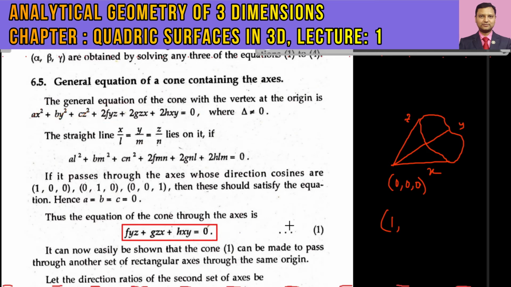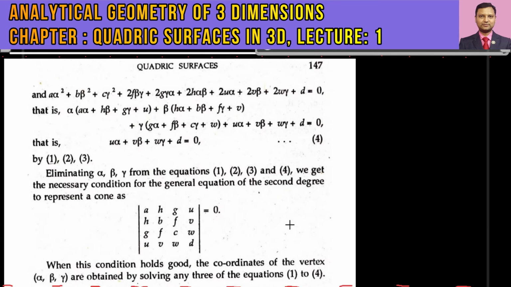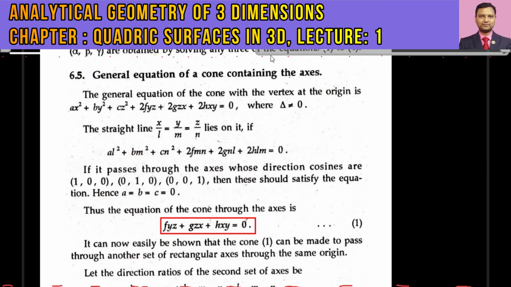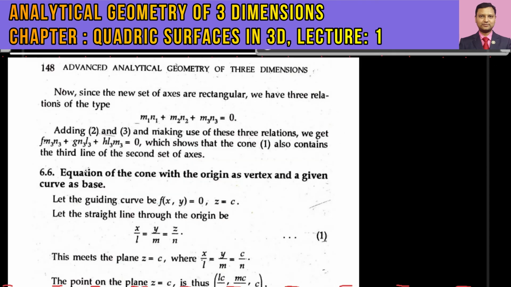So these are the three. These are few important results related to the equation of a cone passing through the axis. Okay. So this is the important result that would give us the equation of the cone passing through the axis.